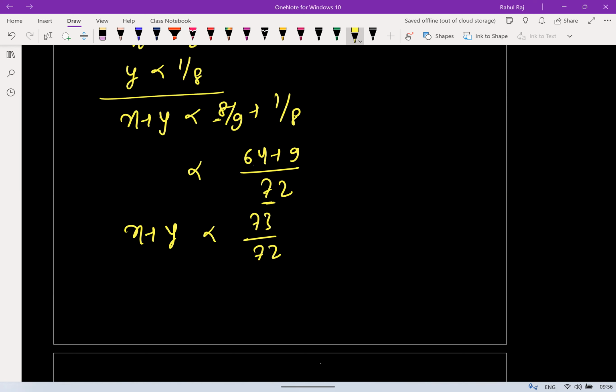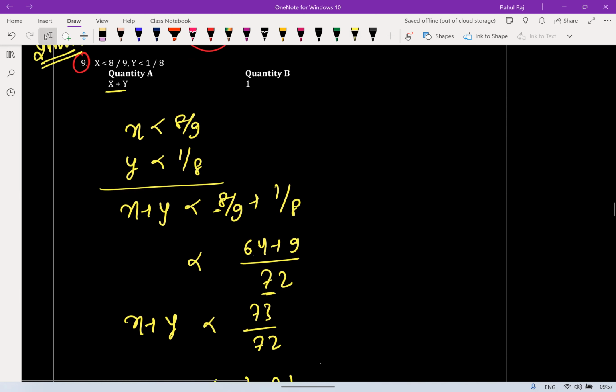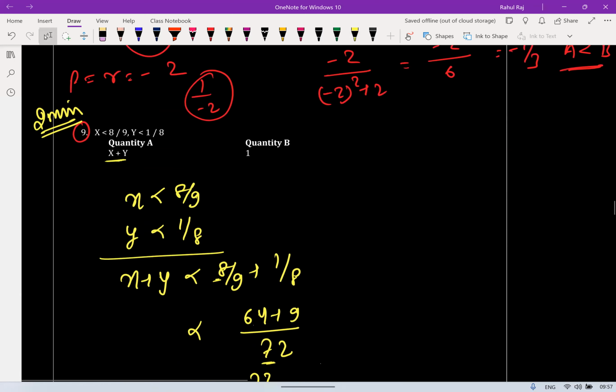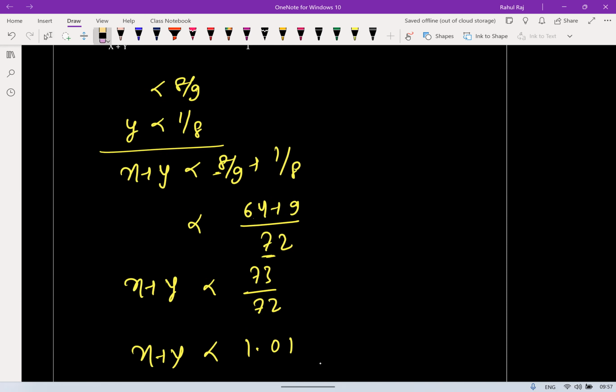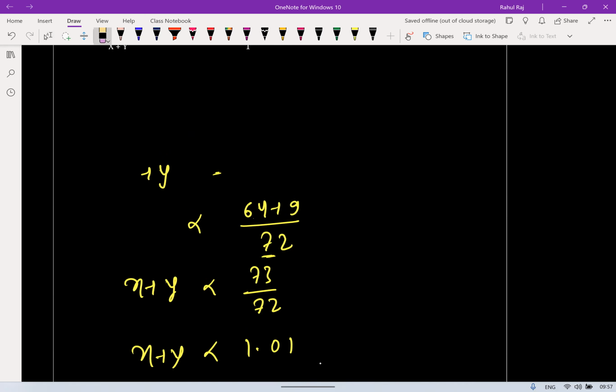Now the point is the numerator is greater than the denominator. So it has to be x plus y less than 1 point something 0 1 or whatever. I don't have to divide it now, but I know that if the numerator is greater than the denominator, it will be 1.01 something. Right? Got it. So quantity A says what, Alexa? All these things you just do to find the value of quantity A. I got x plus y, and 1.01 is greater than 1 here.